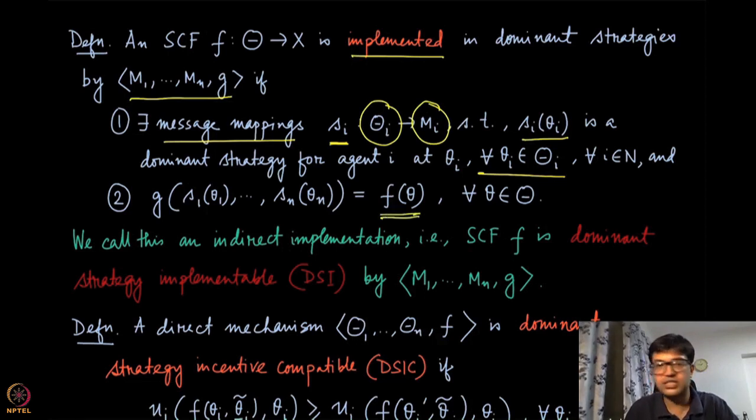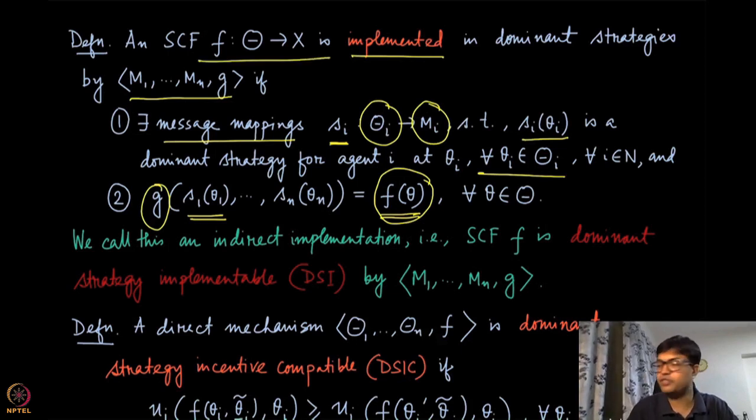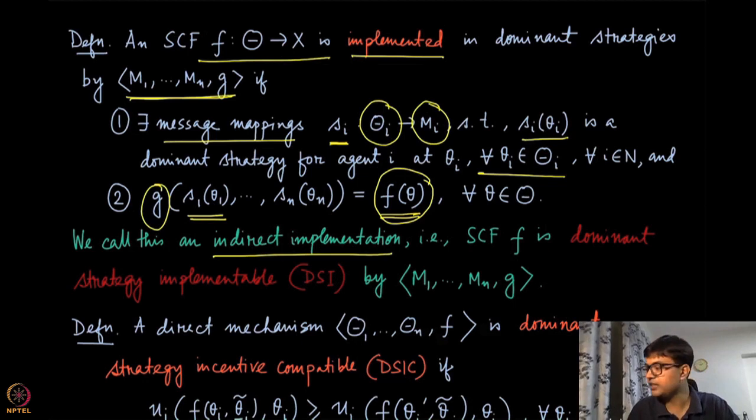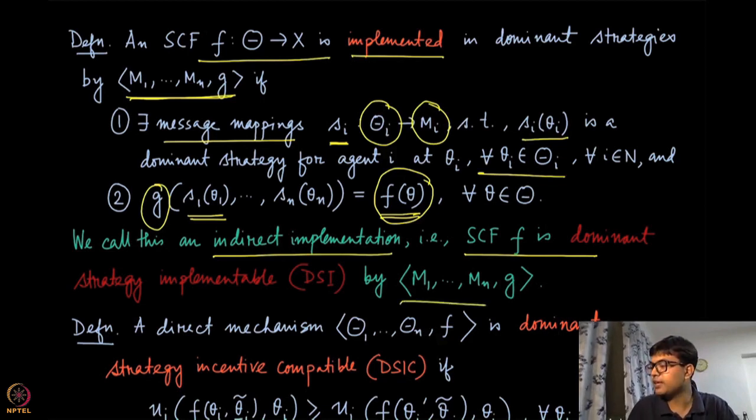So if the type profile was theta and each of these agents had chosen S1(theta 1), S2(theta 2), up to Sn(theta n), then this rule G would have mapped that to be exactly equal to F of theta. So in the equilibrium, you are actually implementing the social choice function, and that is exactly what it means. The first condition tells you that there exist such strategies, which form a weakly dominant strategy equilibrium. And in that equilibrium, you satisfy whatever you wanted to satisfy. That is exactly the meaning of implementation. Now we are going to call this an indirect implementation because we are using an indirect mechanism as we have defined here. We say that the social choice function F is dominant strategy implementable by this indirect mechanism M1 to MN, G.